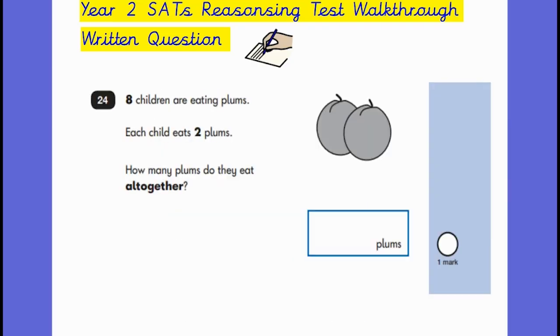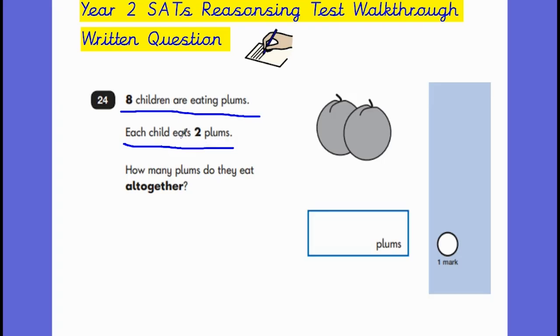Okay, question 24. 8 children are eating plums. We have another worded question. So let's underline the important information. 8 children are eating plums. Each child eats 2 plums. How many plums do they eat altogether?